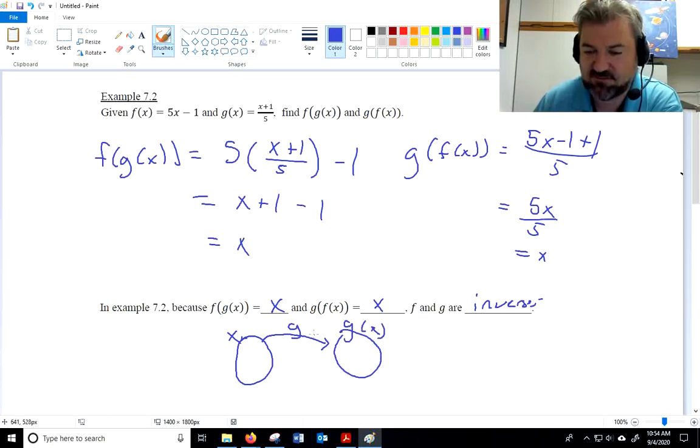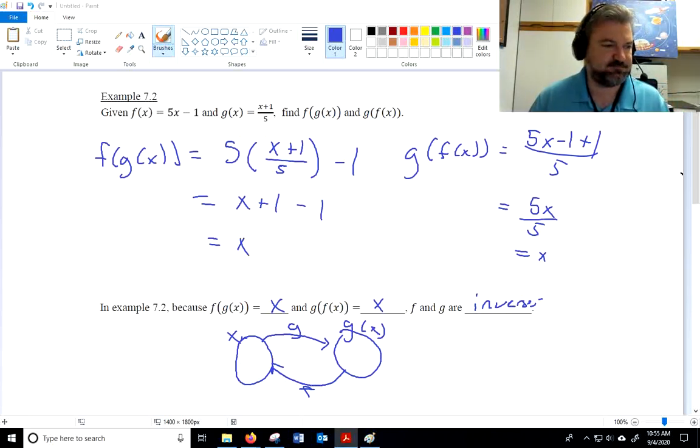Sorry, g of x. But then when we applied f, instead of going to some new range, it brought us back to the x that we started with. Say, if you put in g of x, you get (x plus 1) over 5. But you then put that into f, you get x back. Likewise, if I start over here with the x's of f, and I map them over here, g takes them back to x. So they are inverses of each other.